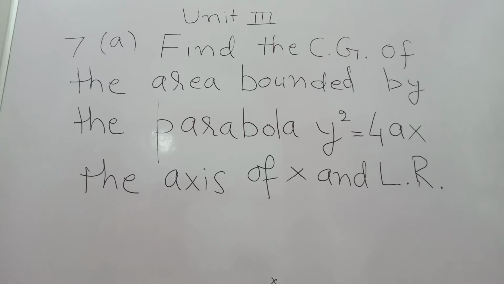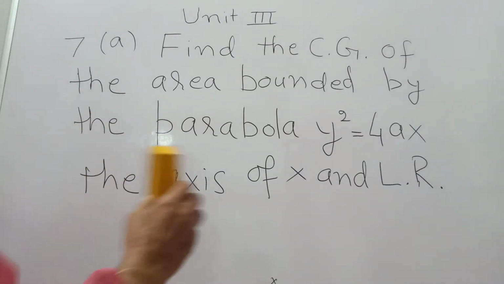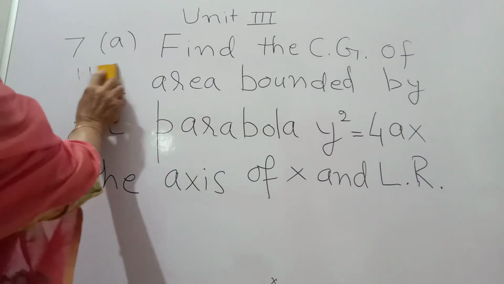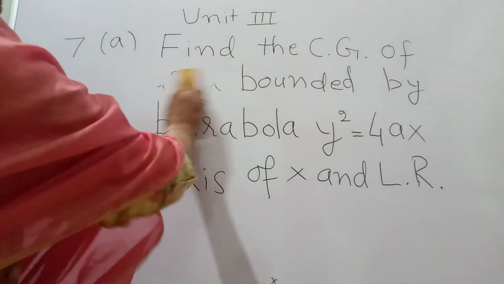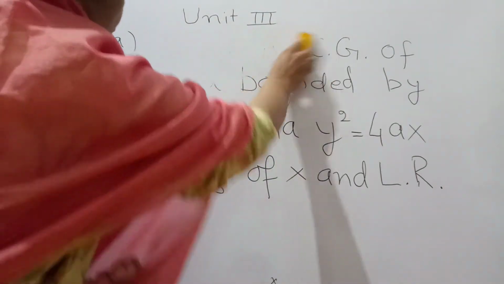Now you can see on the board, the question is, find the CG of the area bounded by the parabola y square is equal to 4ax, the axis of x and latus rectum. So it is a question of statics, and in particular it is a question of center of gravity. So this is the question we have to do today.